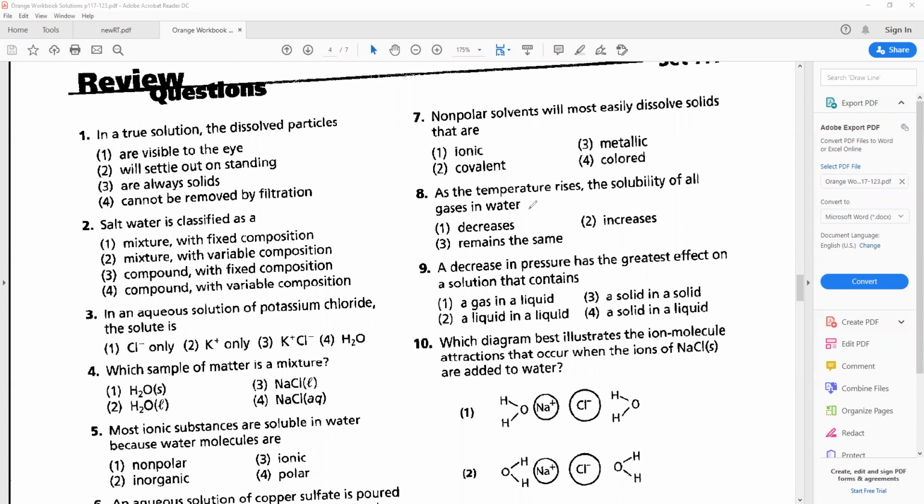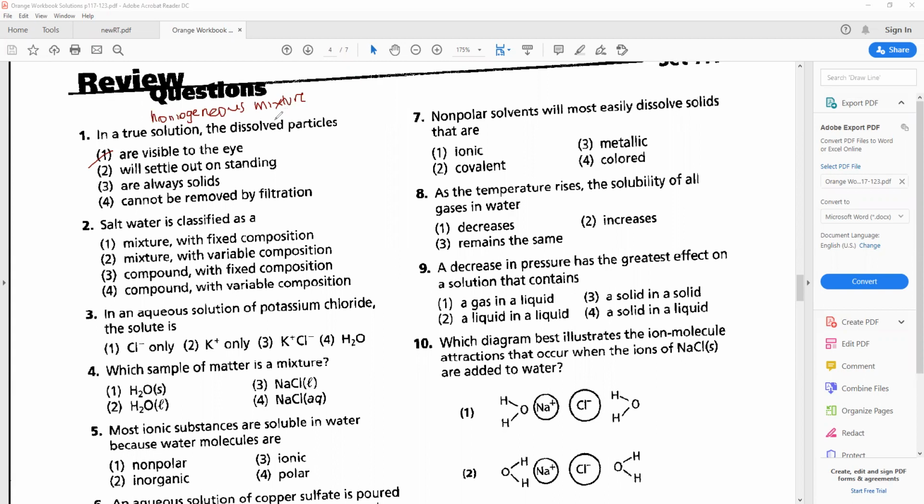In a true solution, the dissolved particles are... well, in a solution, when I have a salt completely dissolved into water, what type of mixture is it? A solution is a homogeneous mixture. That means we cannot see the different parts. Therefore, they're not visible to the eye.